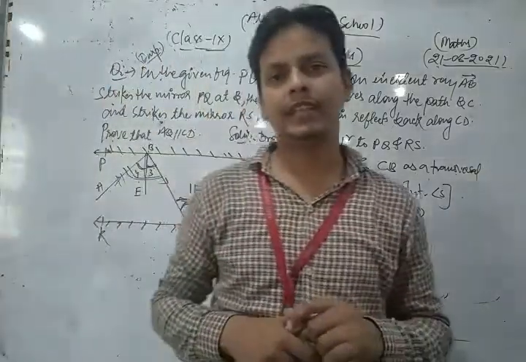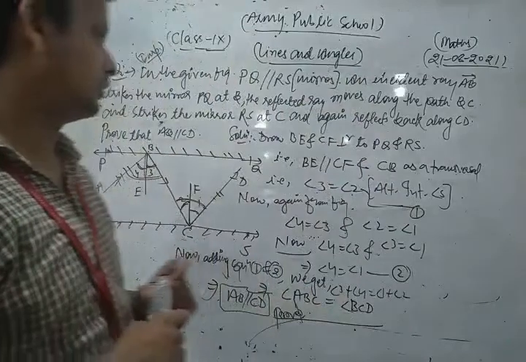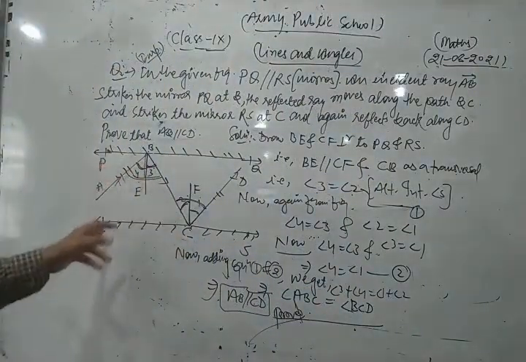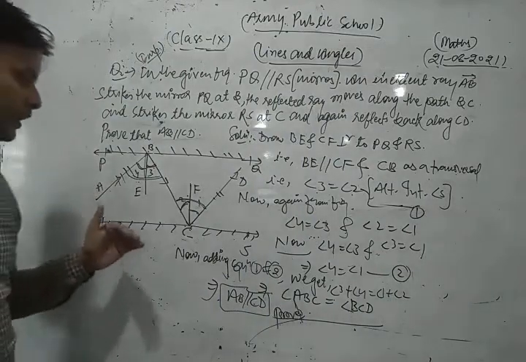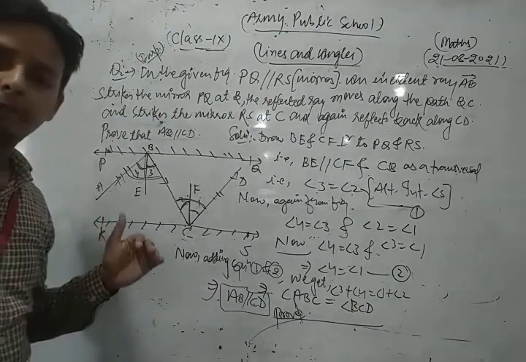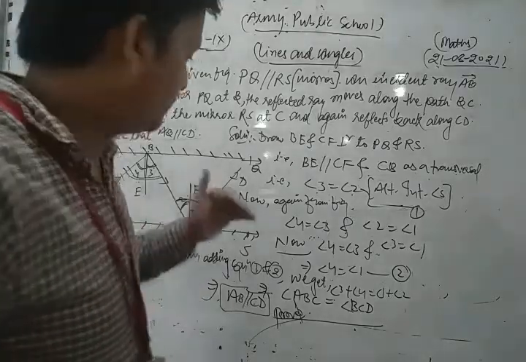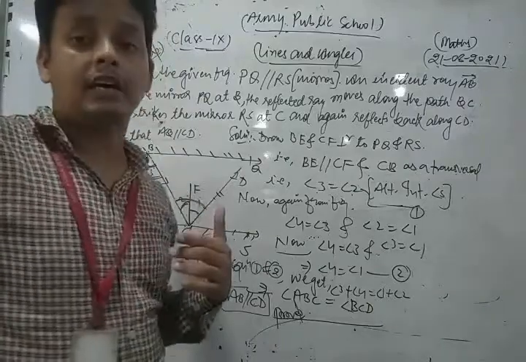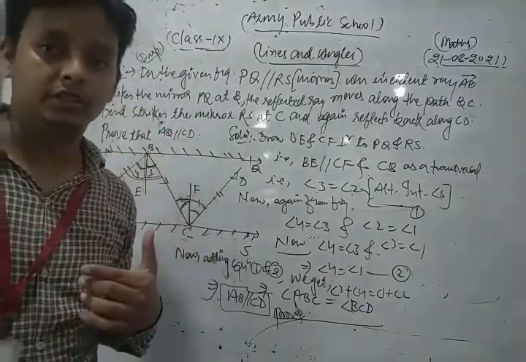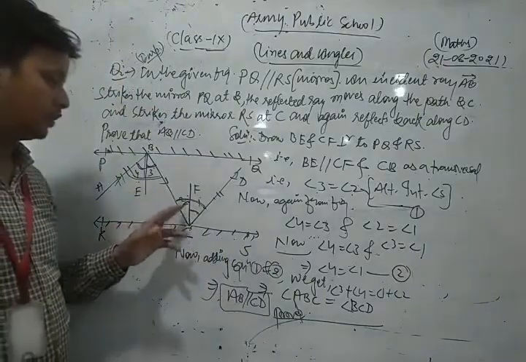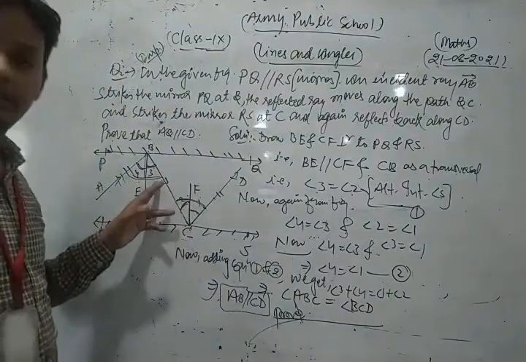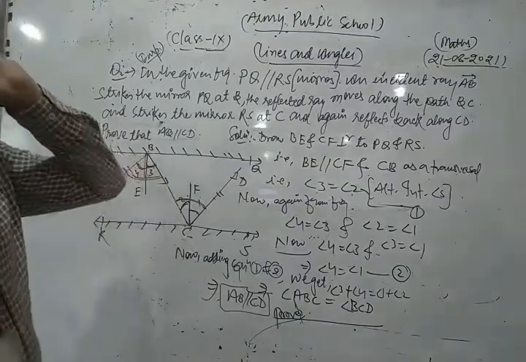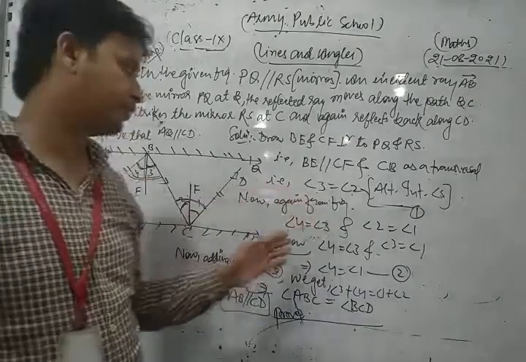First of all, I have to do some construction for this question, and we draw BE and CF perpendicular to PQ as well as RS. Since PQ is parallel to RS, and BE and CF are perpendicular to the parallel lines, BE and CF are also parallel to each other. In this condition, angle 2 is equal to angle 3 because we take BC as a transversal, so alternate interior angles are equal. We take this as equation number 1.